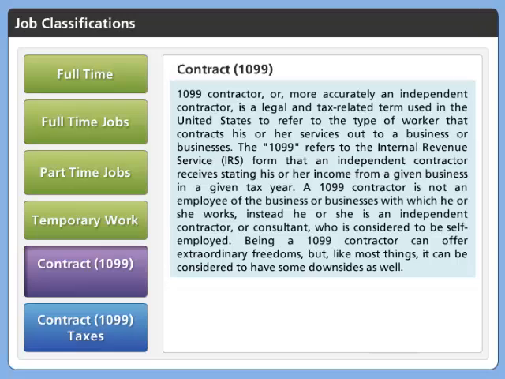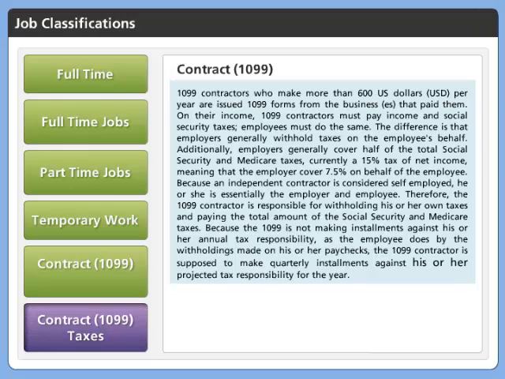Being a 1099 contractor can offer extraordinary freedoms, but, like most things, it can be considered to have some downsides as well. 1099 contractors who make more than $600 USD per year are issued 1099 forms from the business or businesses that paid them. On their income, 1099 contractors must pay income and Social Security taxes. Employees must do the same.